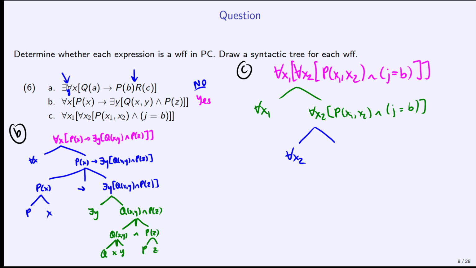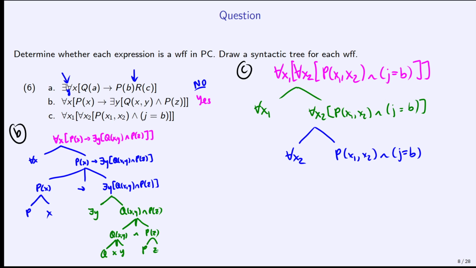Okay, break down this next part. All x2, Px1x2, and j equals b. The square brackets cover the entire thing, so we can separate all x2, and the right side, which is Px1x2, and j equals b. In reality, the translation would be something like John is Bill, or something like that. Two individuals are the same.